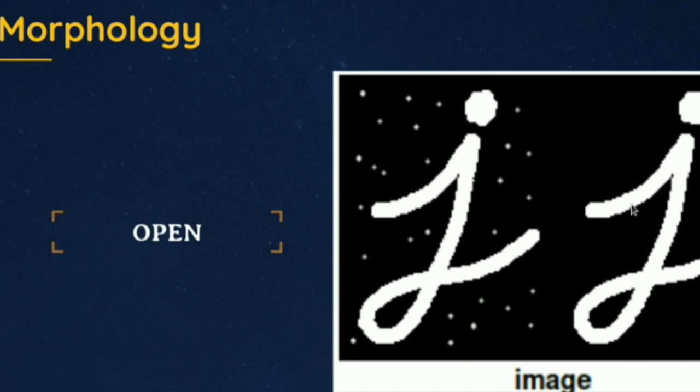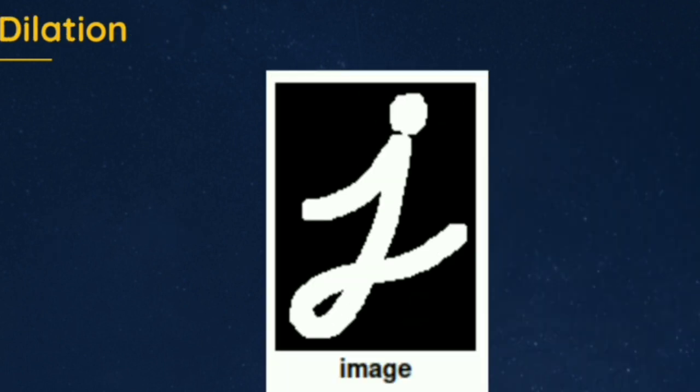So you will get this output. And the second thing we are going to use is dilation. Dilation is again one of the functions of the morphology operation.